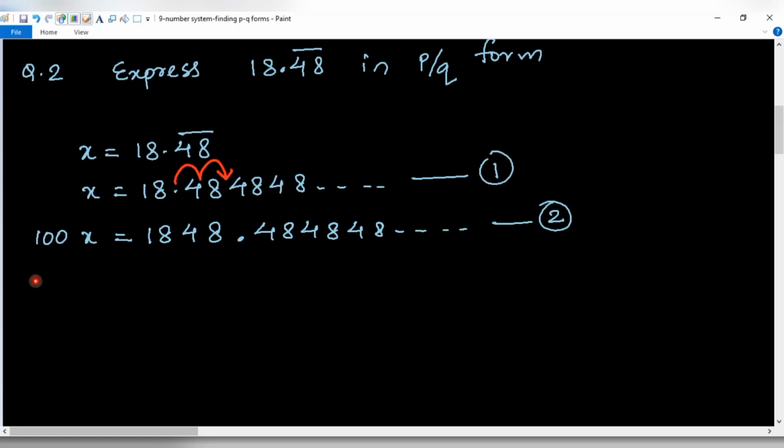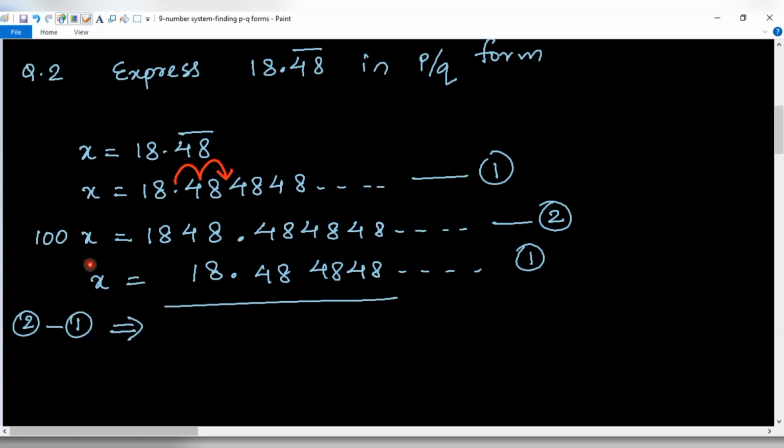Next we have to subtract, as in the previous question. I'm going to write down the first one here again: 18.484848, etc., with the decimal places aligned. This was our first equation. We subtract the first from the second. 100x minus x, 100 minus 1, is 99x.